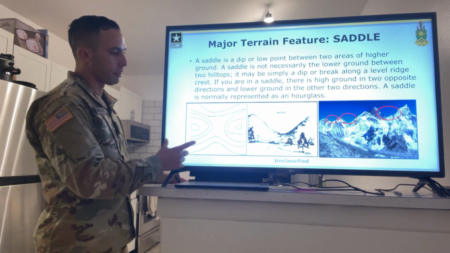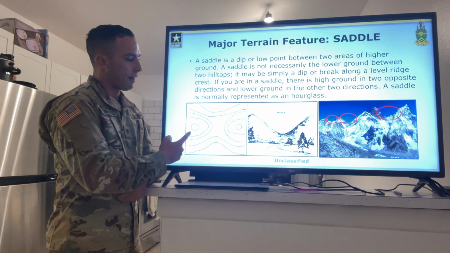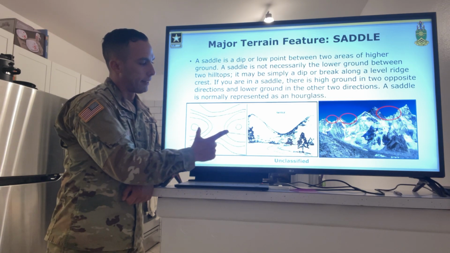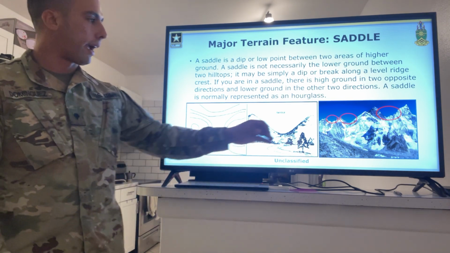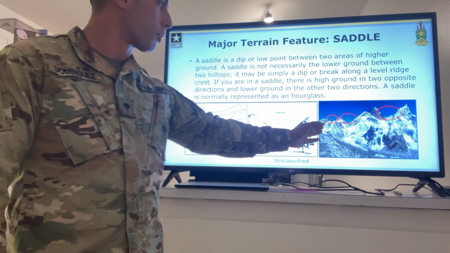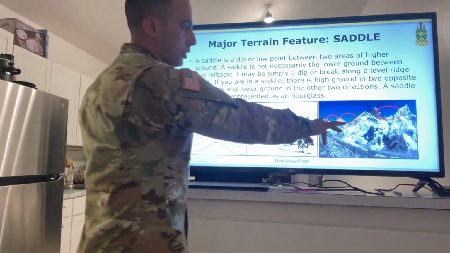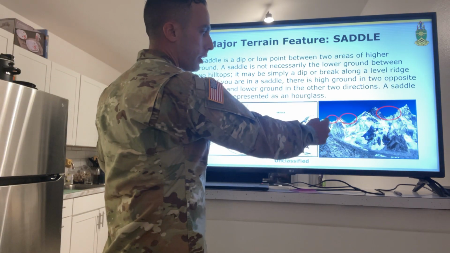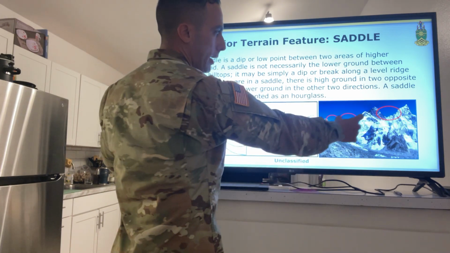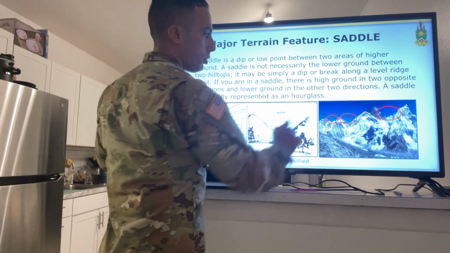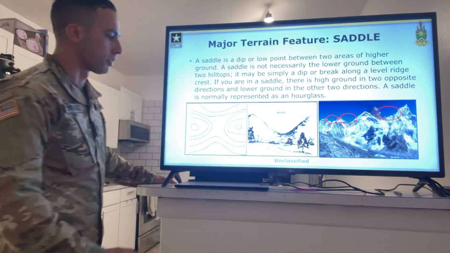So again, as we can see here in the topographical example, we have two high points right here, and then the space in between would be the saddle. So here, I can't tell if you could see the red circles, but essentially I circled the spaces in between the two high points on this ridge line. So that space in between those two high points is essentially your saddle.